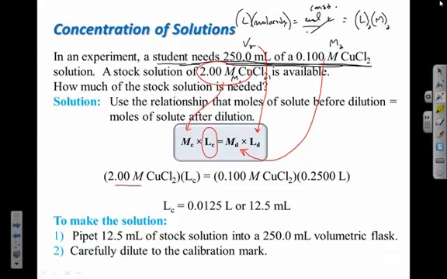Once I plug everything in, I just need to divide by 2 molarity on both sides. The molarities will cancel. So I'll have the initial volume calculated by plugging that into my calculator. Any questions about that?